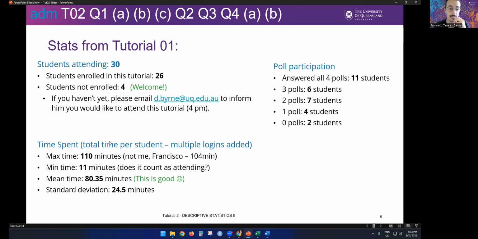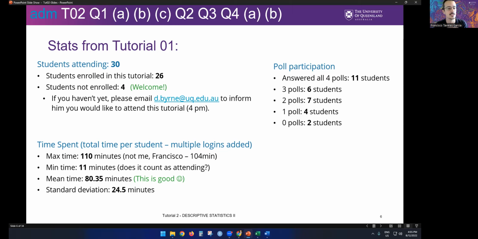So, important things for you to be aware of that we can see, for example, the time spent per student. These are some descriptive statistics. For the time spent per student, the maximum time, someone was here for 110 minutes, and it wasn't me. Someone was here for longer than I was. The person who stayed the minimum time during the tutorial was here for just 11 minutes. It's someone who tried to connect a few times, so maybe the person was having some difficulty accessing this tutorial.